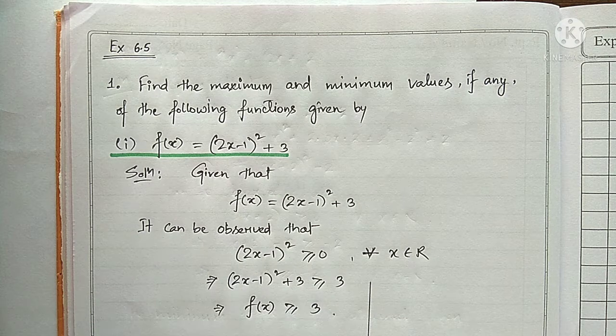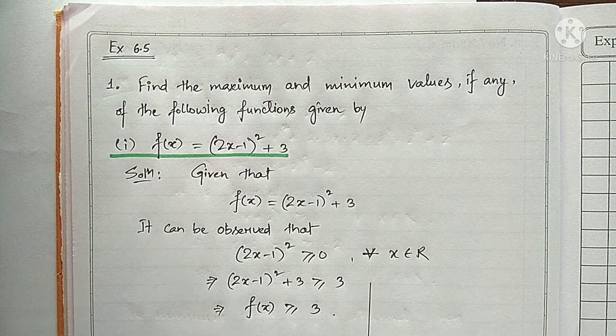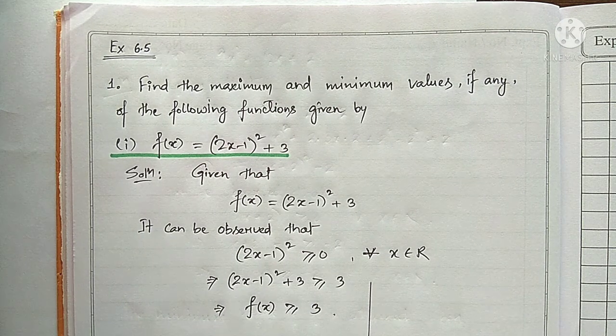Now listen, this question is also given in this way in exams: find the maximum and minimum values without using derivative. So if you see, without using derivative we can solve this question. And for this, the function is f(x) = 2(x - 1)² + 3.